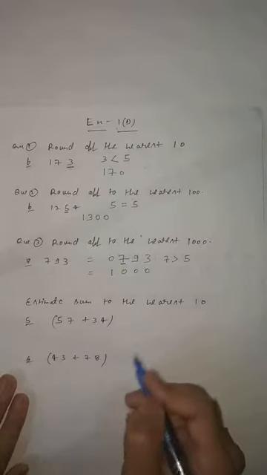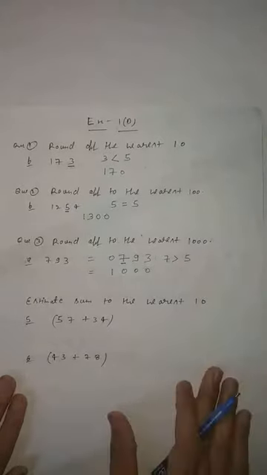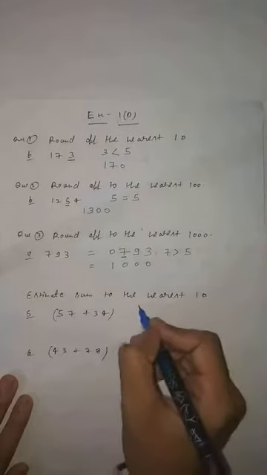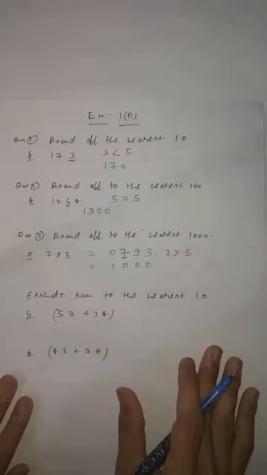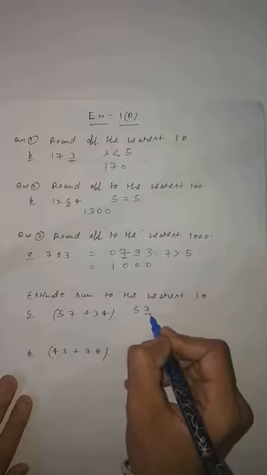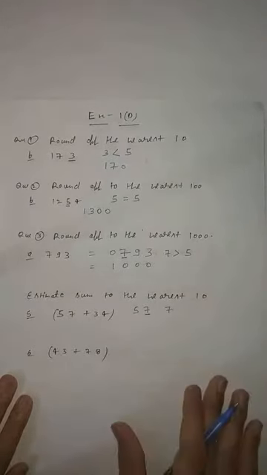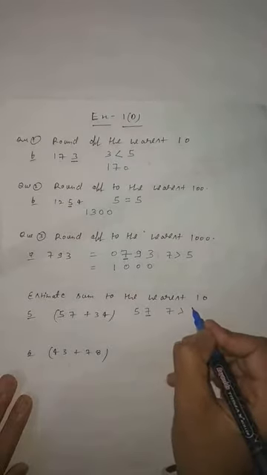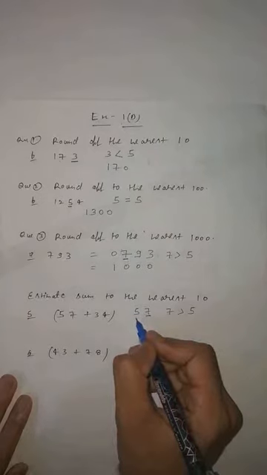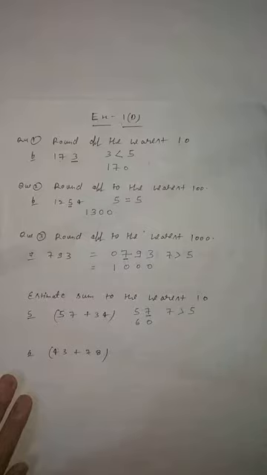Estimate the sum to the nearest 10. This is also a very easy question, student. Based on the same pattern, you have to find the nearest 10. So for 57, first we will solve for 57. You will see the ones place. The ones place is 7. We know that 7 is greater than 5. So what will it become? Here you will increase 1, so this will become 6, and this will become 0. This is according to the rule.